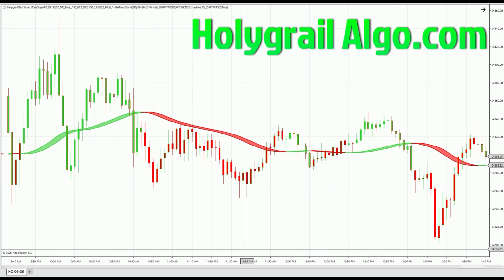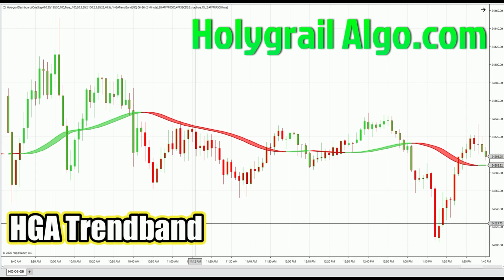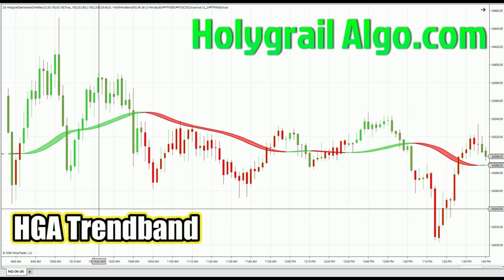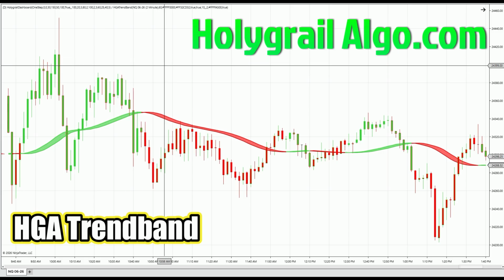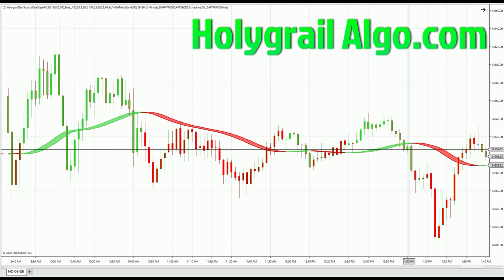This is our Holygrail Algo Trendband indicator. Now this is a very powerful indicator, and what it does is it serves as a filter. So this is the NQ today, and you can see what it does. You've got this red and green band that runs right through your chart.